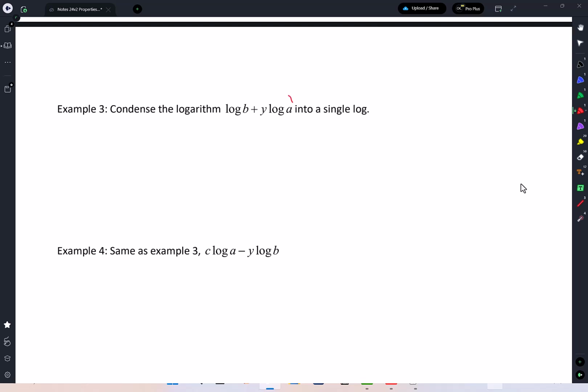Before I start, I'm going to circle this one. Use the power rule on that one. So I'm going to turn y log a into log of a to the power y. If you want to put parentheses like this, you can. So now I have log b plus log a to the power of y. And I want to turn this into a single log, right?